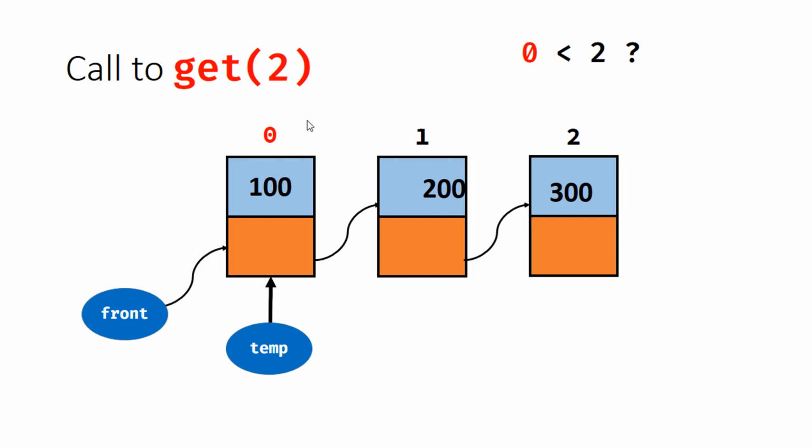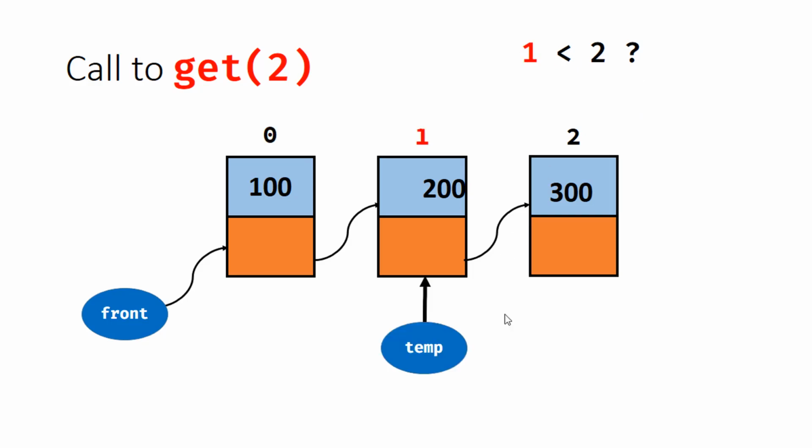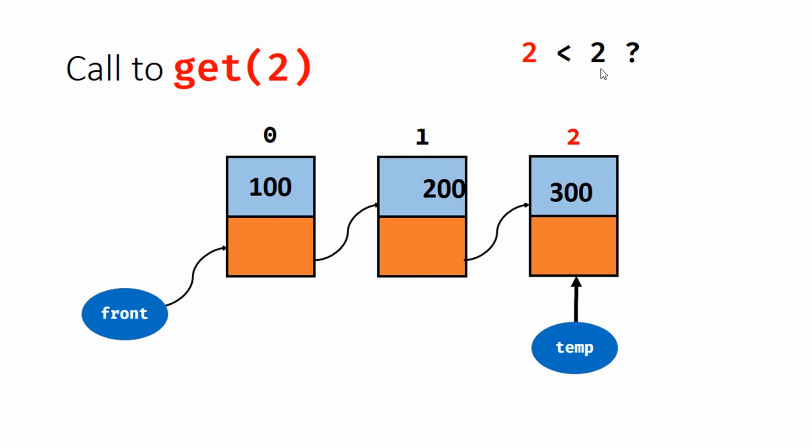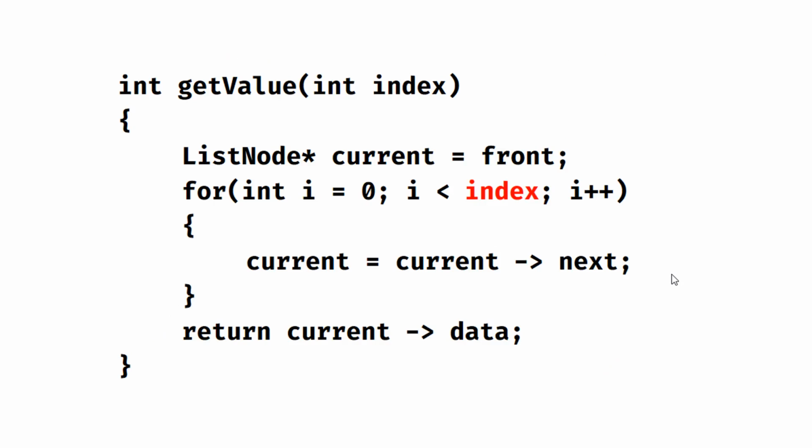Just understand this graphically. I'm going to explain and demonstrate that in the code. Is 0 less than 2? Yes, it's true. So we'll update the temp to point to the next node. And this is the second value of the for loop. So 1 is less than 2, yes, update the pointer. Now 2 is less than 2, no, 2 is not less than 2. So we got to that particular index, which is required by the user. So we'll return the value 300.